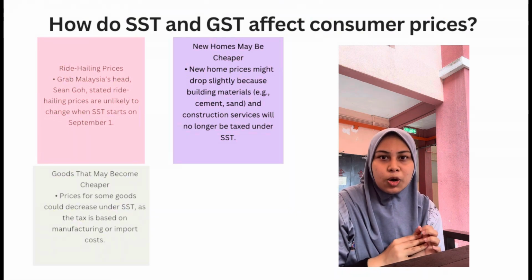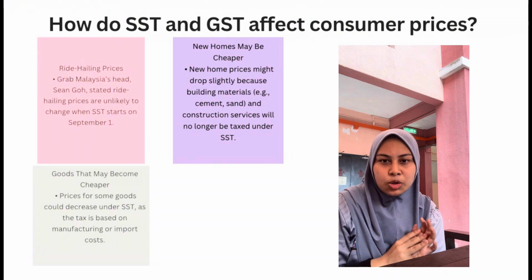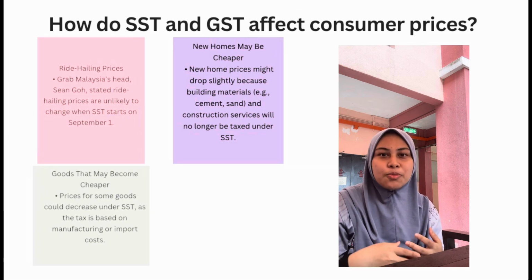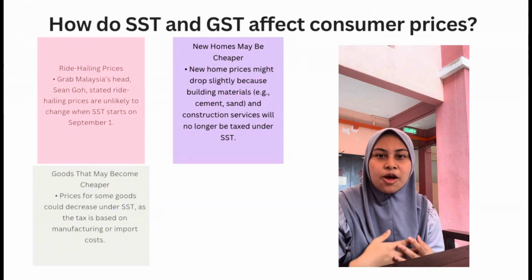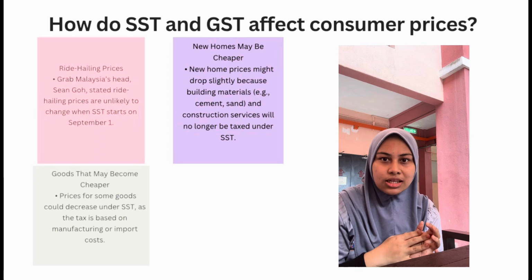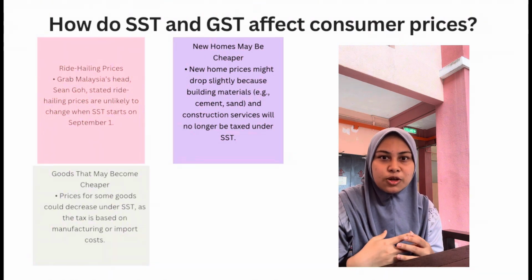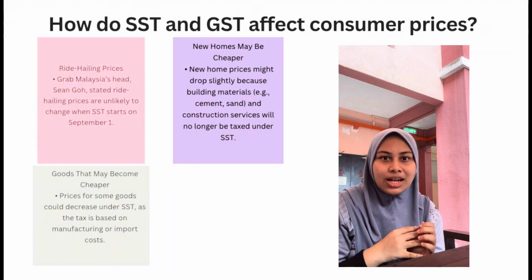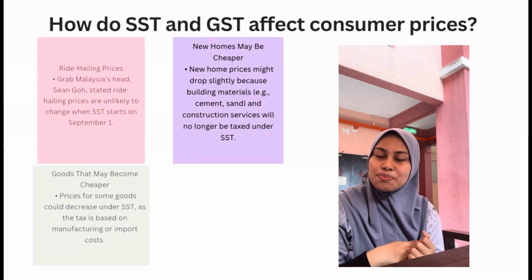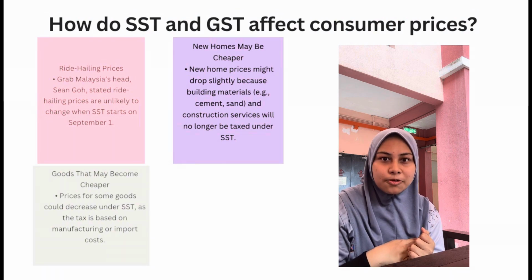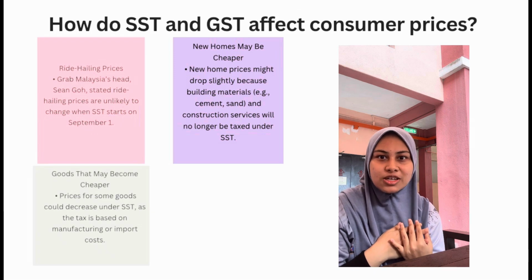Next, new homes may be cheaper. New home prices might drop slightly because building materials, for example cement and sand, and construction services will no longer be taxed under SST. Lastly, goods that may become cheaper. Prices for some goods will decrease under SST. All the tax is based on manufacturing or import costs.